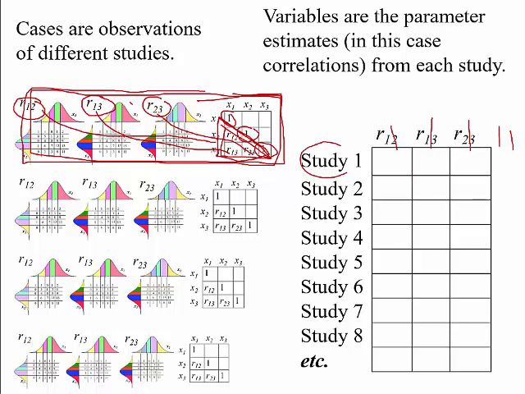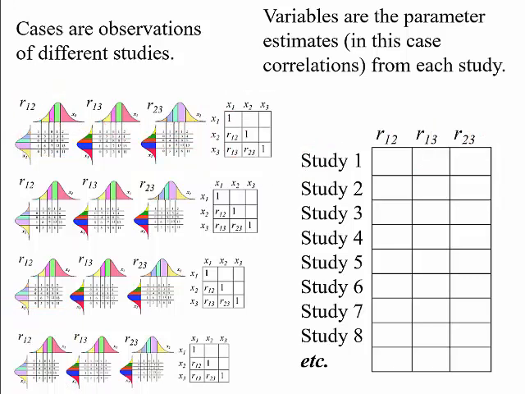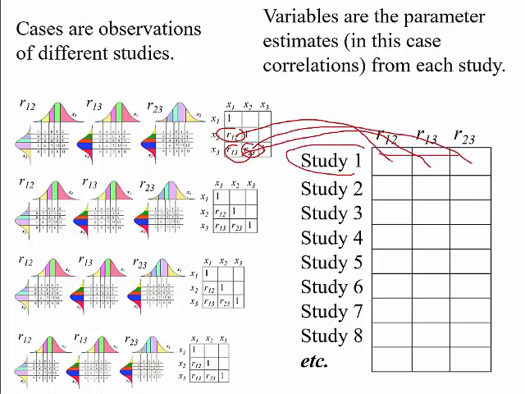But because I only have 3 possible correlations, 3 possible pairs to look at, that makes things fairly concise. So I will take this correlation between item 1 and item 2 and put it there. The correlation between item 1 and item 3 goes right there. Correlation between item 2 and 3 goes right there. So I'm just going to take the results for study 1 and plug them into my table. I'm looking at 3 possible polychoric correlations that I'm estimating because I only have 3 items, and I'll put those 3 correlations from study 1 right there in that first row.